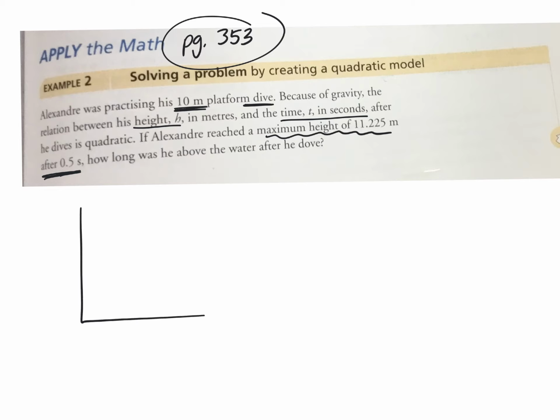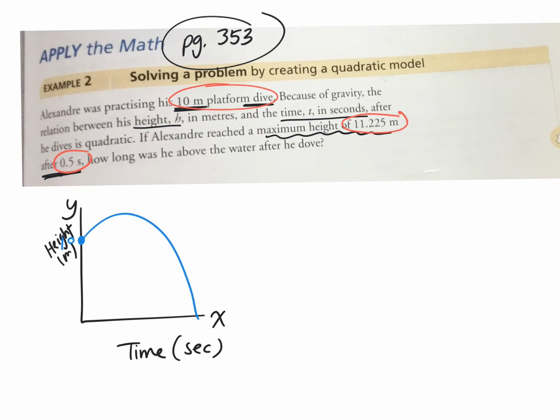Just draw a little sketch of what this would look like. On the x-axis would be what? Time in seconds. And on the y-axis would be height in meters. So what could you fill in here? You know that he started his dive 10 meters high up, and you know that his maximum height was that after 0.5 seconds. So can you draw a sketch and label it? He starts 10 meters, and then he dives, right? He ends up in the water.